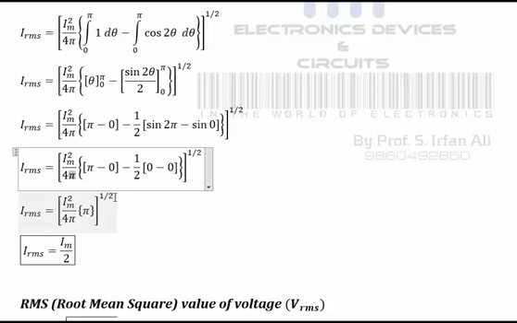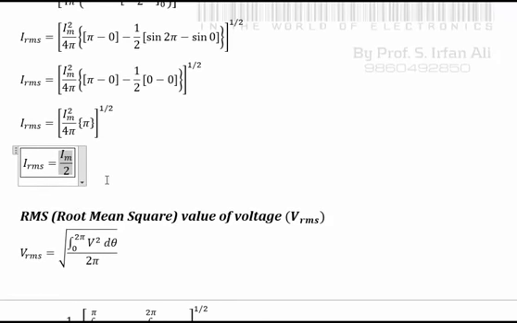This will become Im square by 4 to the power 1 by 2, so it will be the root of Im square by 4, and when it comes out of the root, it becomes Im by 2. This is IRMS, and the unit will be amperes, because it is current.